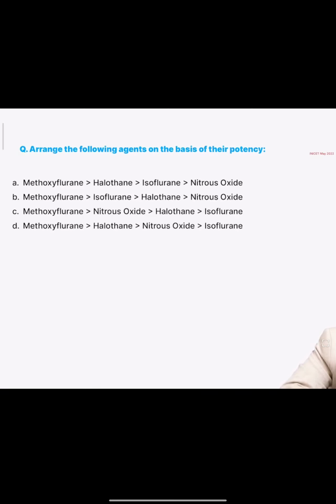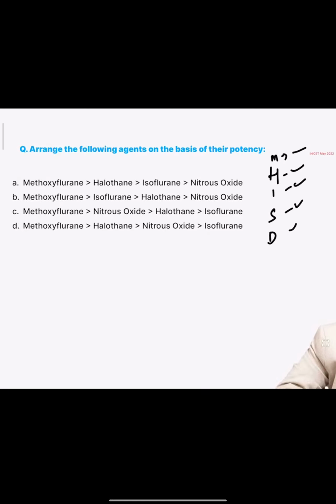Now, arrange the following agents based on their potency. So what's the answer for this, guys? Again, potency means MAC. The answer would be HISD is the mnemonic. But before H, you have to remember M. Remember, this is from most potent to least potent, meaning the agents having low MAC to high MAC. Methoxyflurane has a low MAC. Next, halothane. Next, isoflurane. Next, sevoflurane. And next, desflurane.